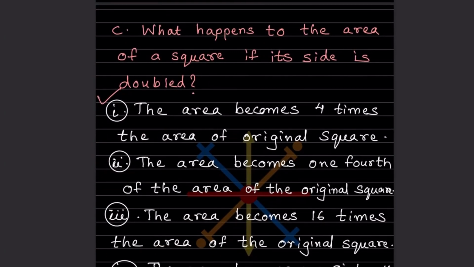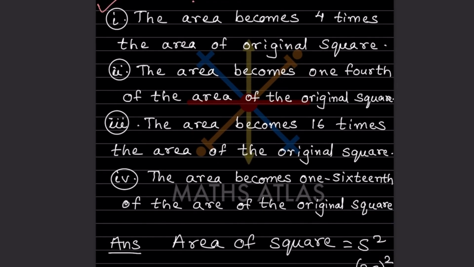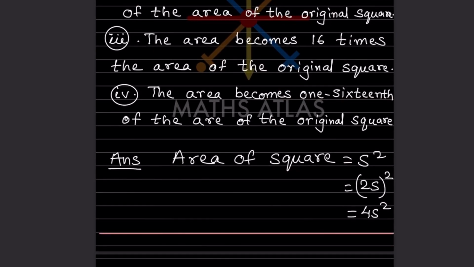Now, what happens to the area of a square if its side is doubled? Now see here, the side is doubled. First, you are going to see the area of a square, which is s square. The dimensions are not given, but they said it is doubled. Doubled means if this side is doubled, it is going to be 2s. So you are going to put a bracket, and this bracket is very important, and then you square it. In place of s, because it is doubled, you are going to write 2s, because double means 2 into s. And then, what are you going to do now?